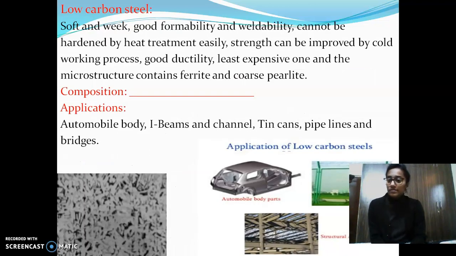Under this, we have the low carbon steel. Composition of low carbon steel is 0.05% to 0.25% carbon, up to 0.4% manganese. It is soft and weak. It has good formability and weldability. It cannot be hardened by heat treatment easily. Its strength can be improved by cold working process. It has good ductility. It is least expensive and the microstructure contains ferrite and coarse pearlite.